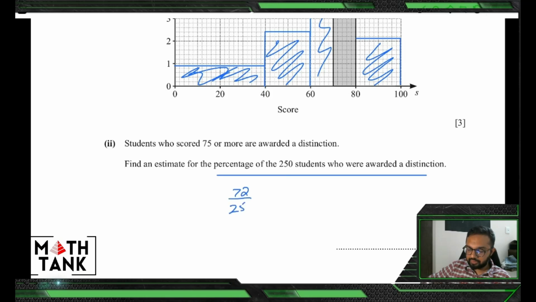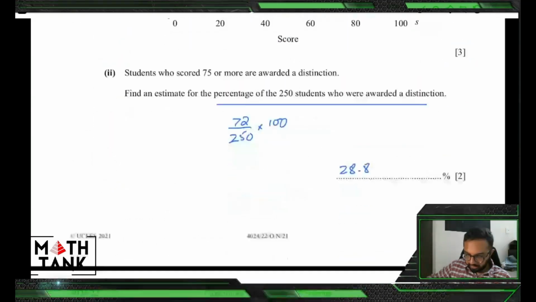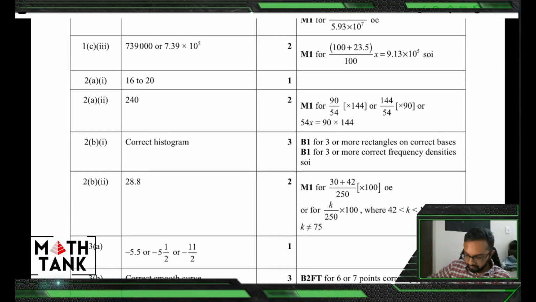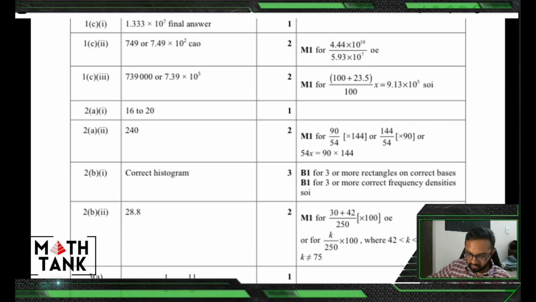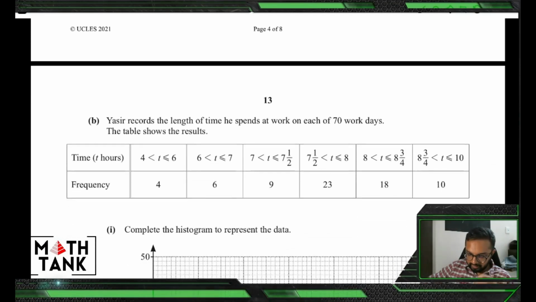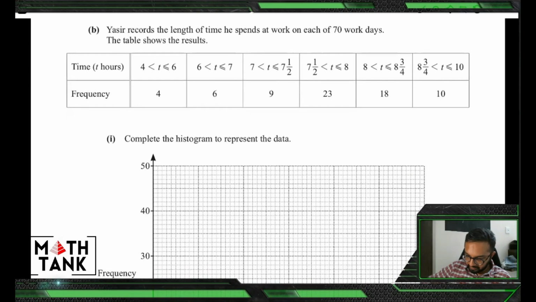So let's calculate that percentage. 72 divided by 250. It's 0.288 into 100 is 28.8. Let's verify if our answer is correct. This is B2. Yeah, we got 28.8. Correct histogram, 16 to 40 and so on. Okay, so all our answers are correct. Let's see what more questions we have. This is about a histogram. I think that's simple.